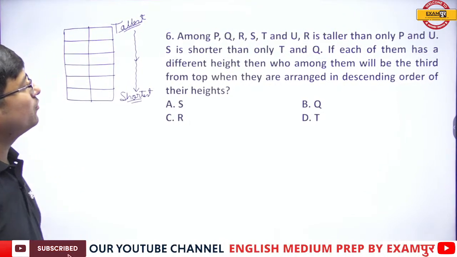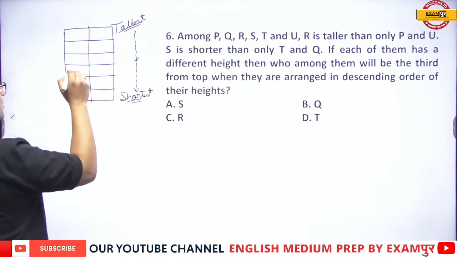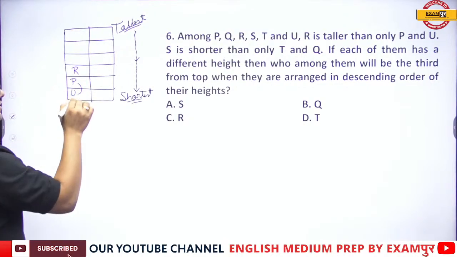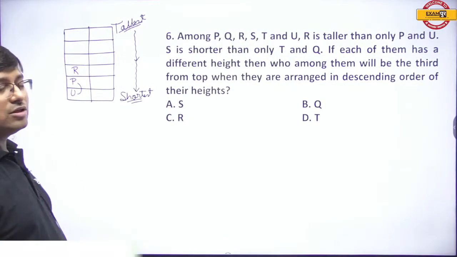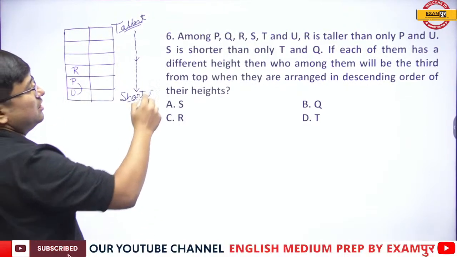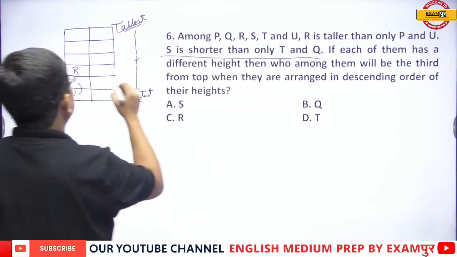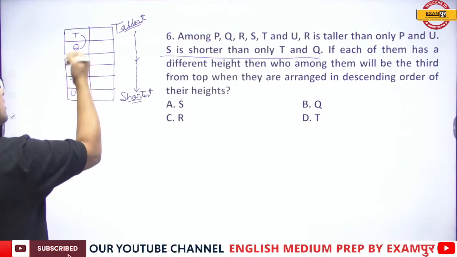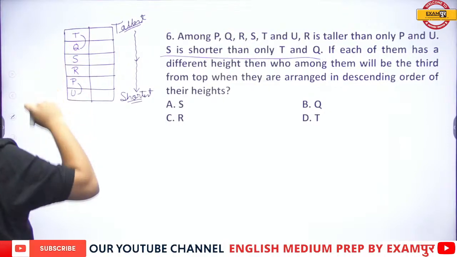R is taller than only P and U. R is taller than only P and U means they are first of all reversible and R is over here. R is taller than only P and U means it is shorter than the others. Next, S is shorter than only T and Q, which means S is taller than the others. But now even these are interchangeable.